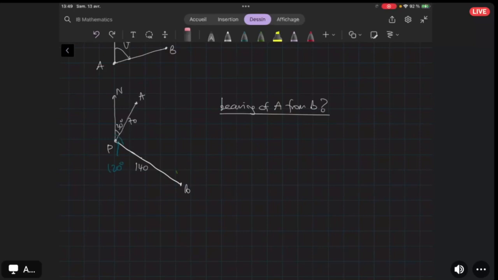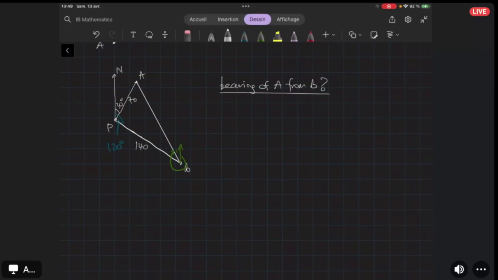Where is it? There we go. Bearing of A from B. So we start from B, and we go all the way to BA. This angle over there. All right. How do we find this angle?